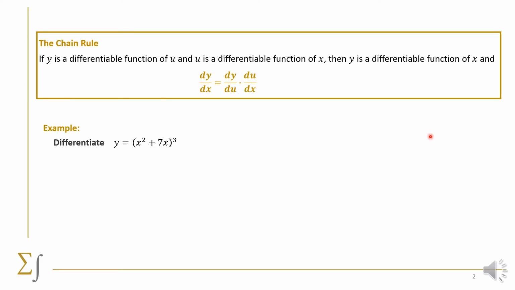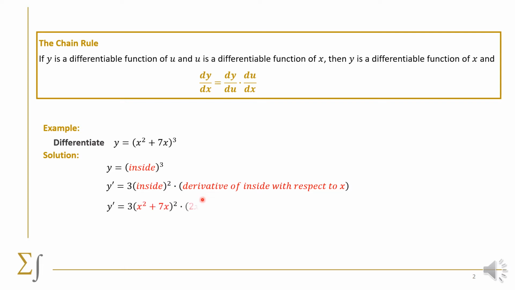Differentiate y equals (x squared plus 7x) all cubed. We will rewrite this in the form y equals inside cubed. Now we differentiate: we put the 3 down and reduce the exponent by 1. So we have 3 times inside squared multiplied by the derivative of inside with respect to x. So we have 3 multiplied by (x squared plus 7x), which is inside, all squared, multiplied by the derivative of inside, which is 2x plus 7.